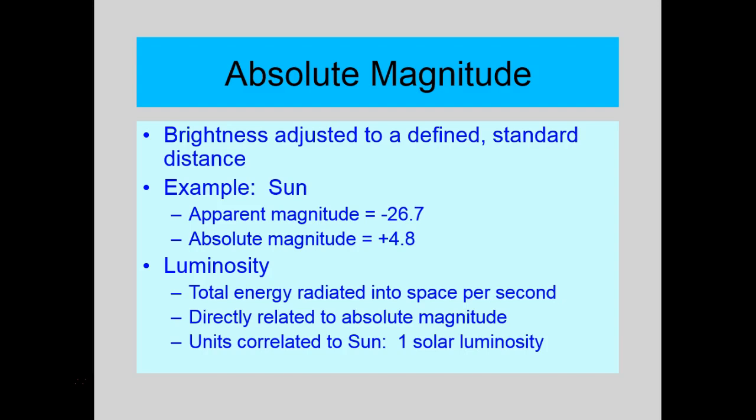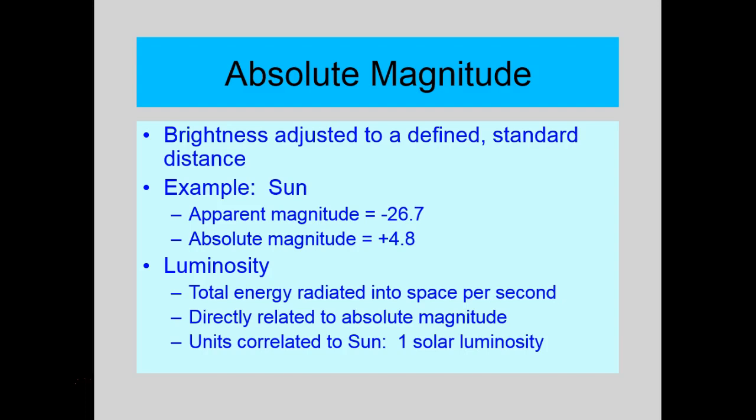The total energy radiated into space per second. Energy is usually measured in joules, so it's joules per second. Now, it's directly related to the absolute magnitude, okay? The brighter the star, the more energy is being radiated out, the absolute brightness. The units are correlated to the sun. We'll call the sun 1 solar luminosity. That would put Sirius as probably 4.8 or so solar luminosity.